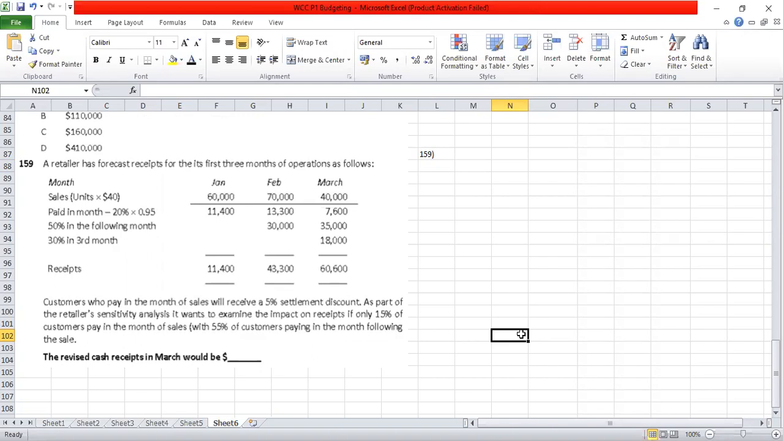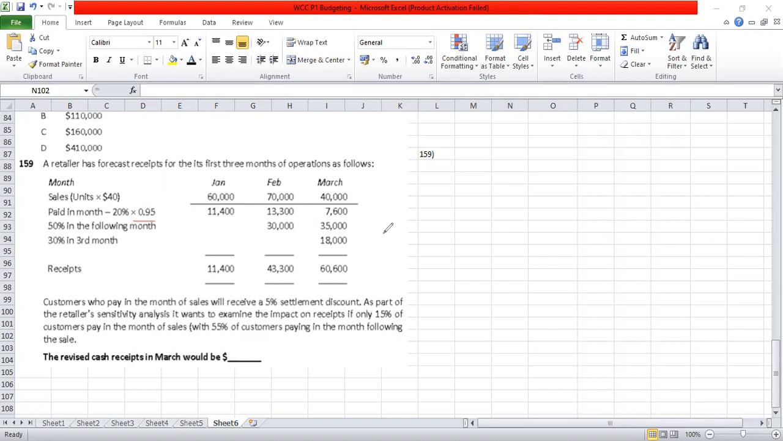They are taking up a sensitivity analysis, that is changing the input variables to understand what impact it has on the output. So they want to test that if the customers pay in the same month, they are entitled to receive a 5% settlement discount. We also see that here. Only 95% of the total amount will be paid. 20% of the total sales value into the percentage which is collected, 95%. That is how it is calculated.